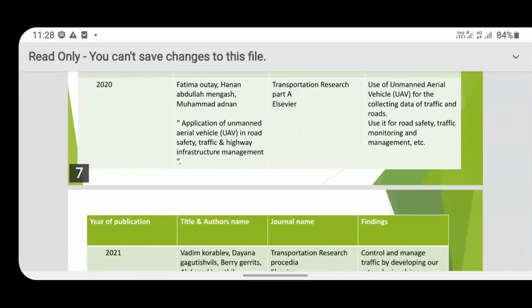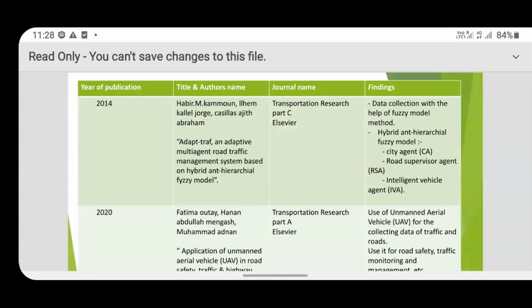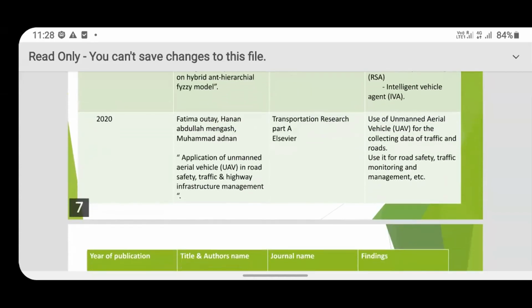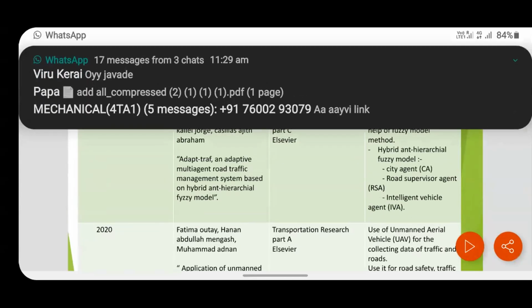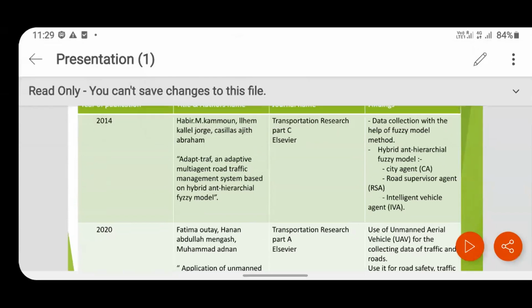Now the literature survey of 2020, the title and the authors' names: Fatima Oti, Hanan Abdullah, Megza, Muhammad Adnan. Sachin, come to your work. What work have you done? So what? Kiran, what work have you done? Come to the work.